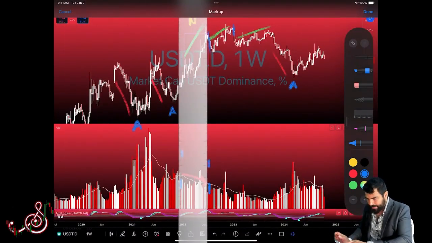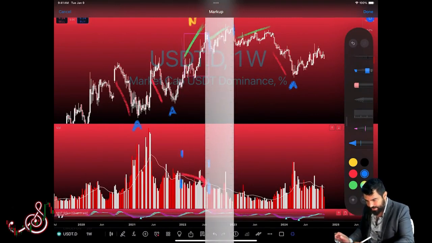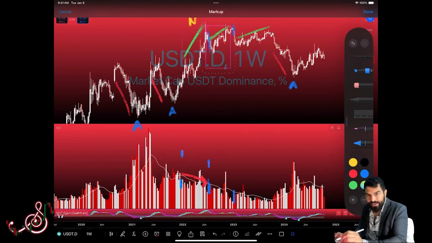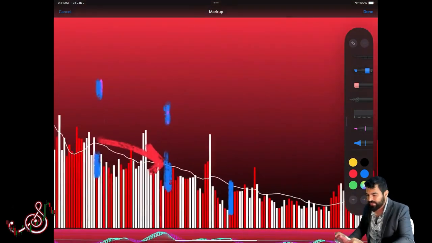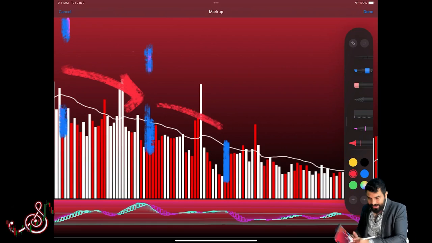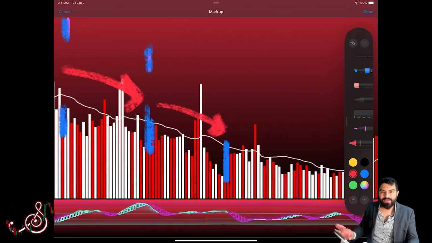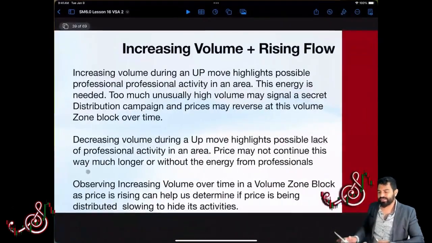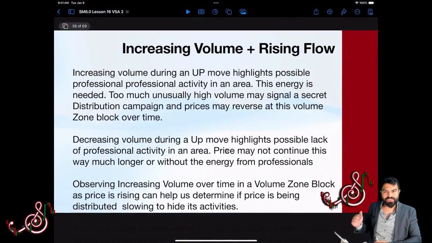And if we were to move that volume block, it'd be from, again, here and here. So if I look in this second area, what is the volume doing from here to here? Come on, you guys see it? It is falling. Again, it's decreasing. It's the same. So we're not seeing a strong increase of professional activity. We're seeing a lack of professional activity in the rising flow as price is rising. Okay, if we were seeing them actively trying to short it, we would see an increase in volume.